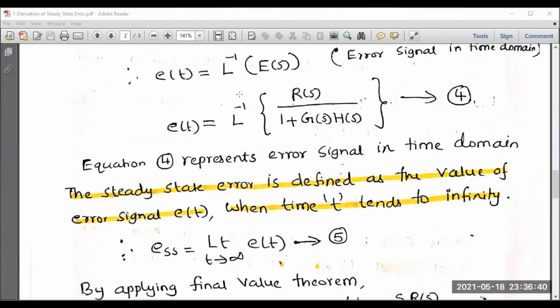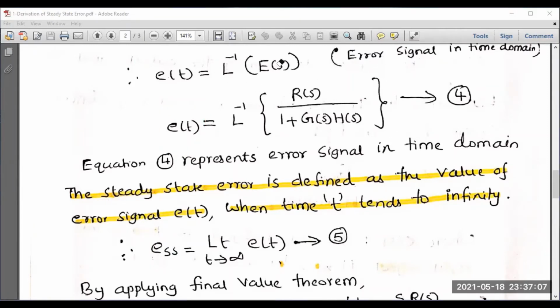The error signal is available here. You can apply the concept. E of t is equal to limit t tends to infinity E of t. So ESS, the steady state error, will be expressed as E subscript SS, with SS as a subscript. That is equal to limit t tends to infinity E of t. This is the basic definition of steady state error, which we discussed in the last session. I hope it is very clear to you.